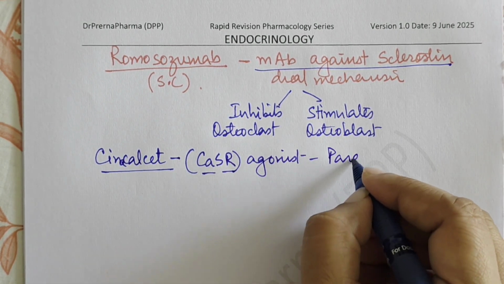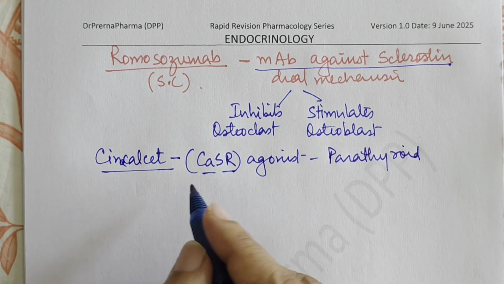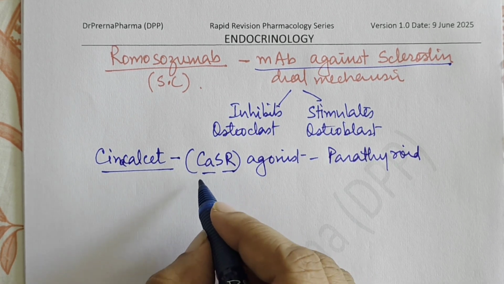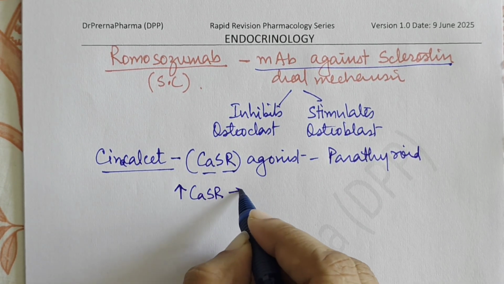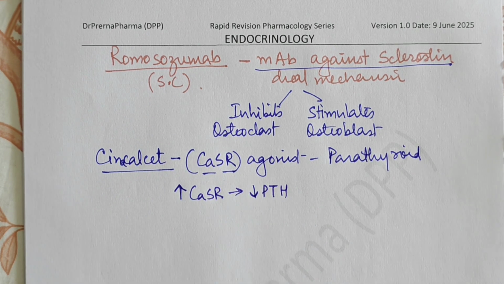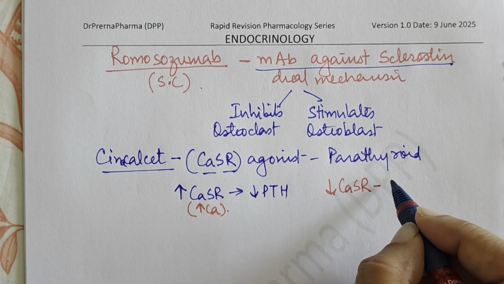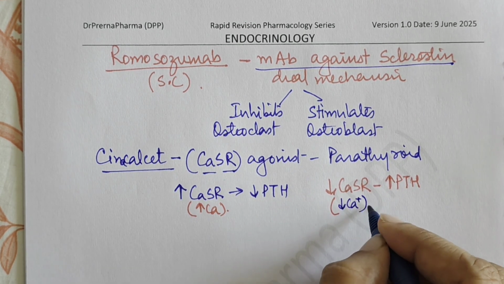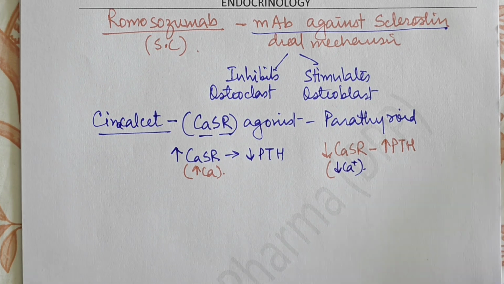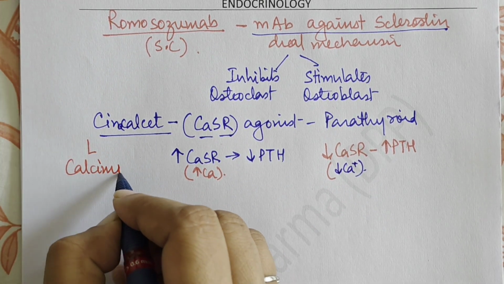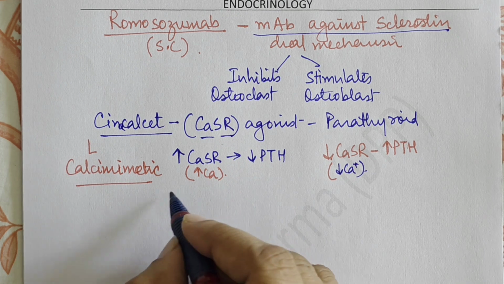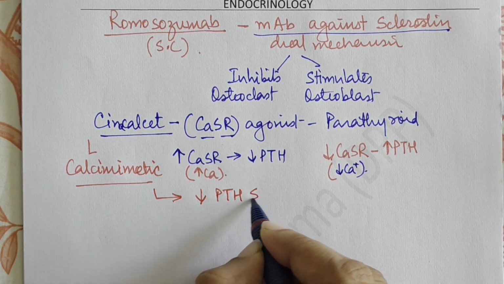So this receptor is present on the parathyroid gland. Now when the calcium sensitive receptor is stimulated, it reduces parathormone, because this is indicative of increased calcium. And when the calcium sensitive receptor is inhibited, there is increased PTH, because this indicates that there is decreased calcium. So cinacalcet is basically a calcimimetic drug, and it attaches to this calcium sensitive receptor, and thus it reduces PTH secretion.